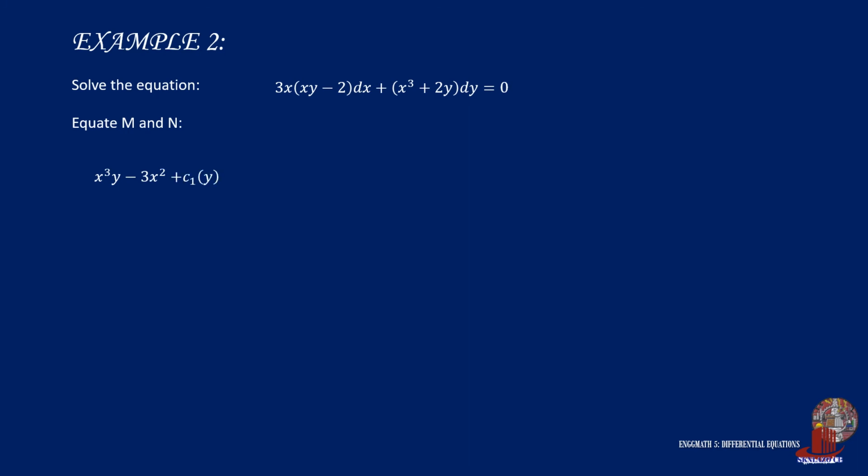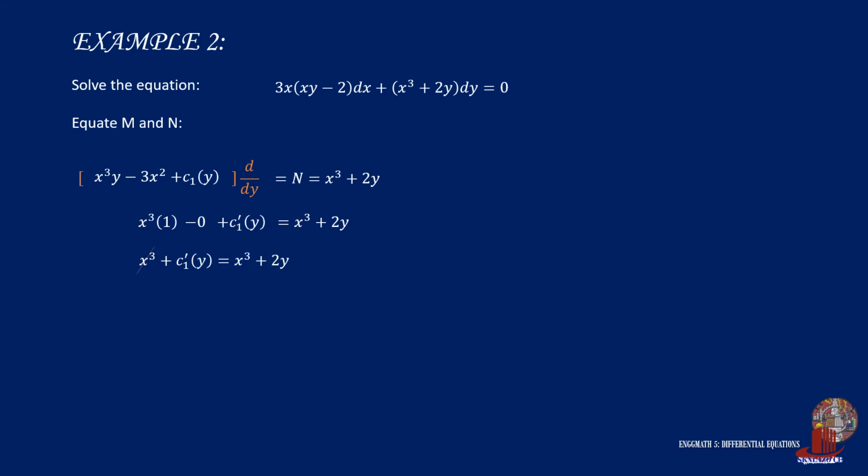Next is to differentiate the solution with respect to y, and then equate it with n. The derivative of x cubed y will be x cubed times 1. The derivative of negative 3x squared is 0, as we are deriving with respect to y. And the derivative of c will be c prime. Everything will be equated with x cubed plus 2y.